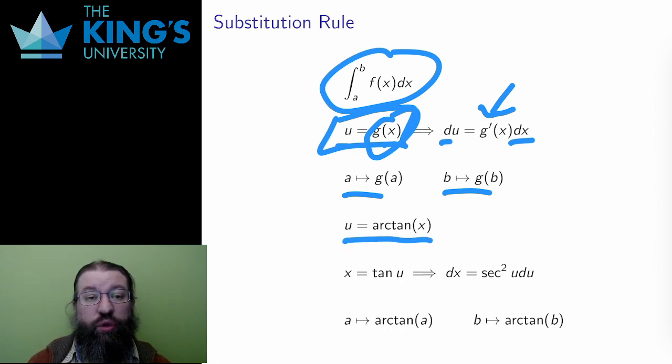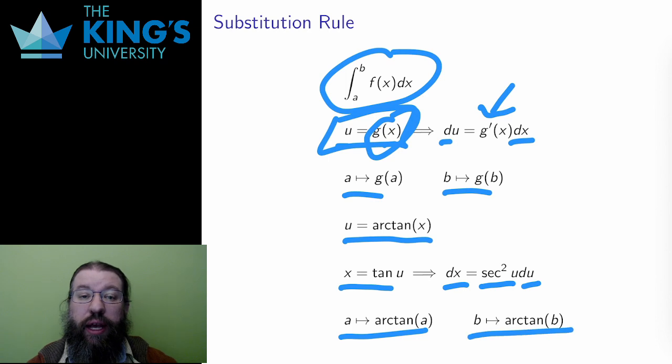So if the substitution was u equals arctangent x, let me look at the pieces. I can invert this to get x equals tangent of u, which is the form this usually took as a common trig substitution. Then the dx term would be replaced with secant squared u du. The lower bound would become the arctangent of a, and the upper bound would become the arctangent of b.